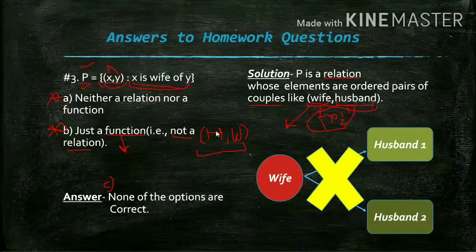Well, let's see which of these three options will be correct. So B option is itself neglected because it is saying it is a function but not a relation, which can't be possible. So B option will not be true. Now the choice is whether A is true or C is true. A is saying neither a relation. Wrong. It is a relation consisting of the ordered pairs, that means A is wrong. Now the question, whether C is true, that means none of these two options are correct.